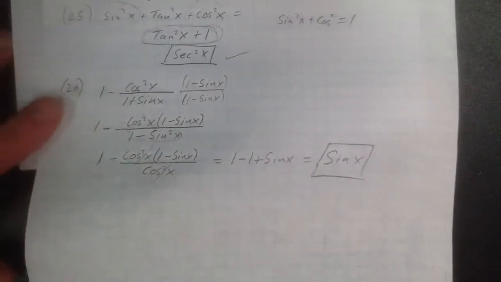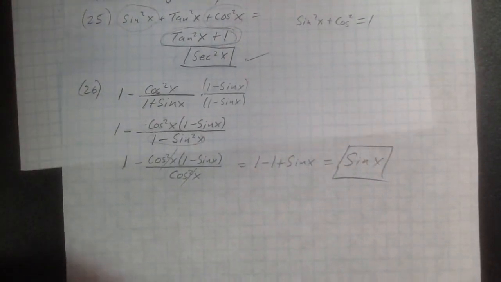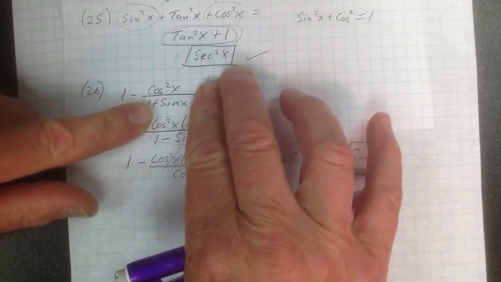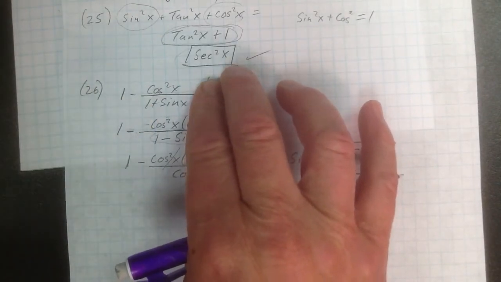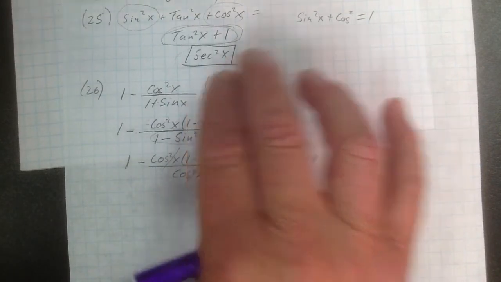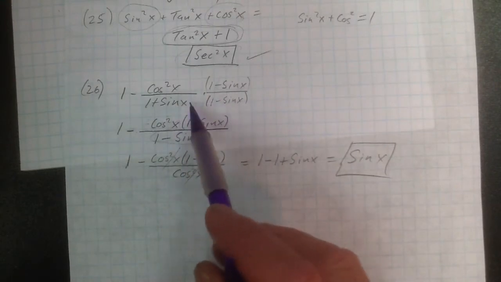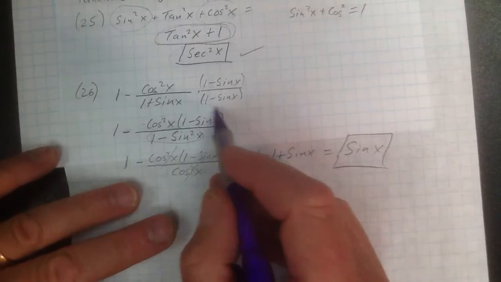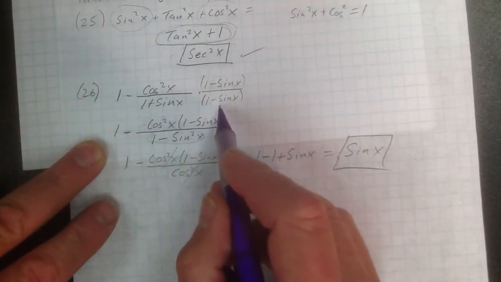All right, on a problem like this, this is a good problem to apply a conjugate to. We're given this, and when I have a single denominator like this, I often think of that as a good place to apply a conjugate. And that's what works best here. So on this one, I'm going to multiply top and bottom by the conjugate of the denominator, 1 minus sine x.